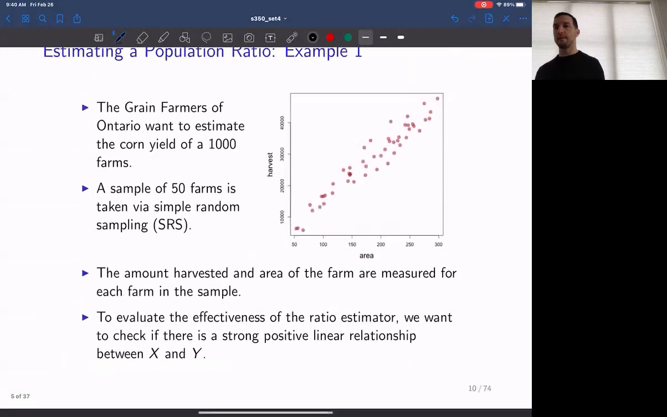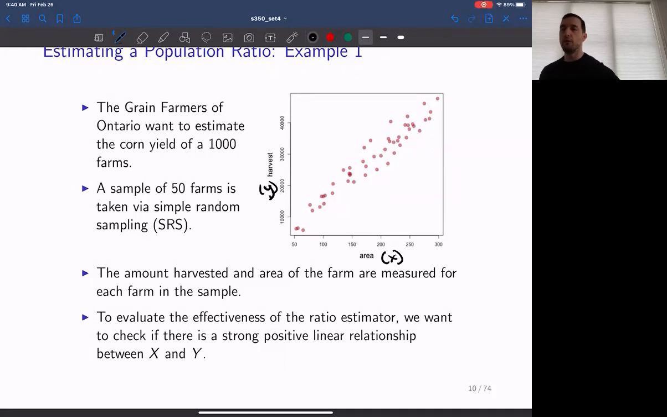Okay, so as an example of this, we have the following illustration. The grain farmers of Ontario want to estimate the corn yield of 1,000 farms. A sample of 50 farms is taken via SRS. The amount harvested and the area of the farm are measured for each farm in the sample. Okay, so harvest value here will be the Y, and the area here will be the X.